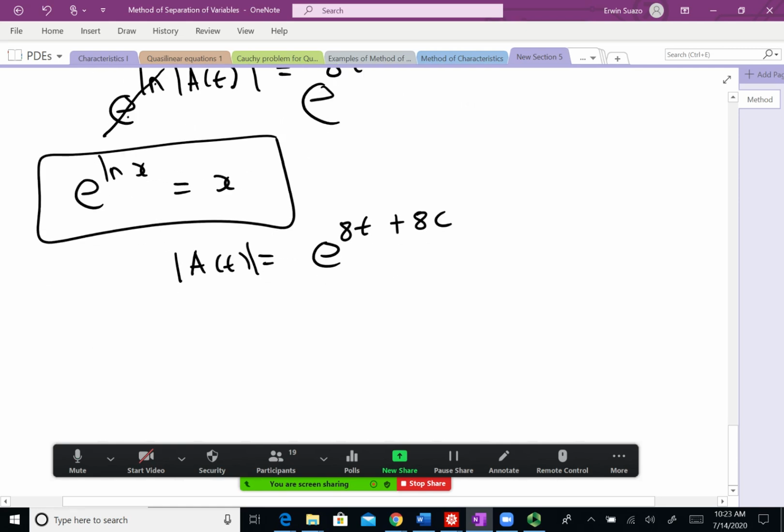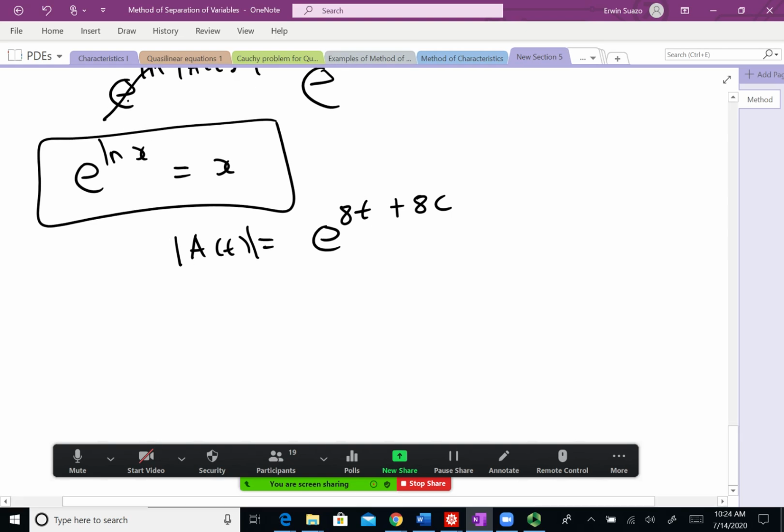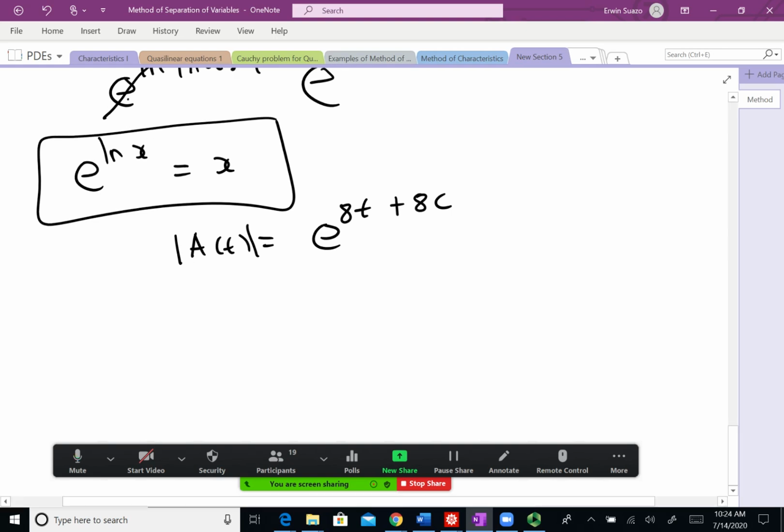Now, do I want this absolute value? That's important. You are not gonna see this trick in the book. If you don't read the whole book, you might miss it. So that trick is important. So how can I eliminate the absolute value?